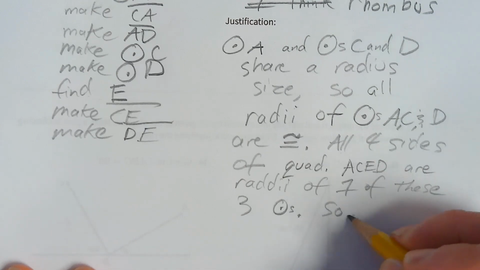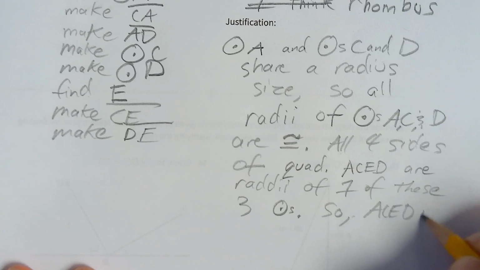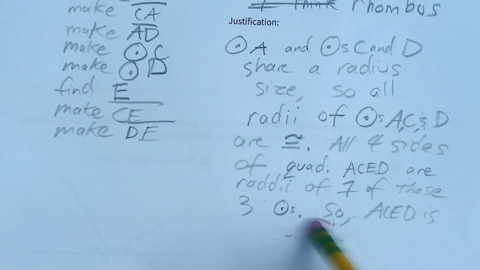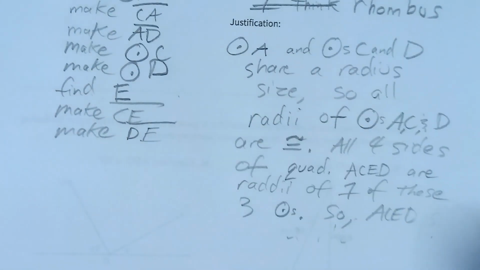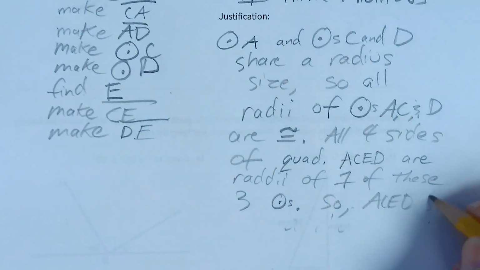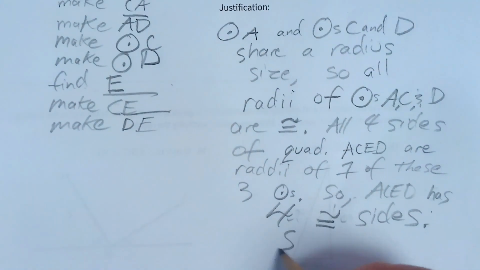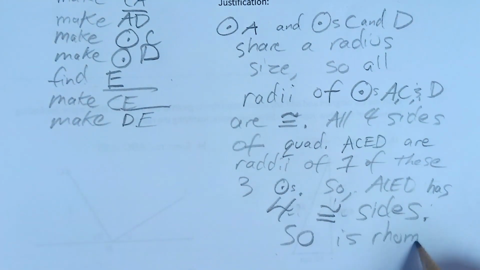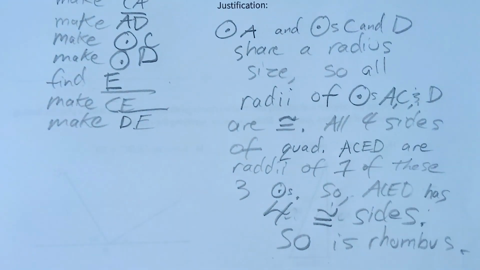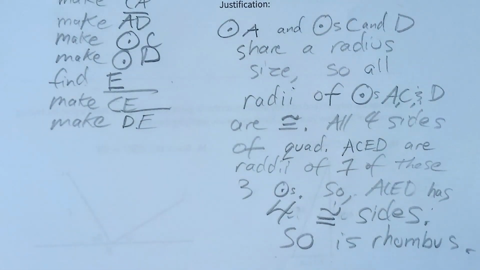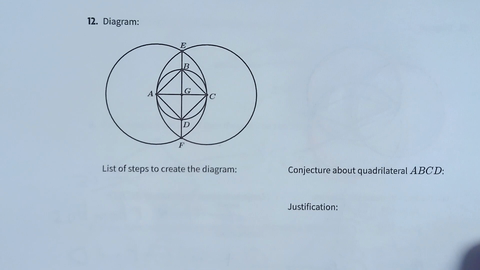So ACED is a rhombus. Well, let's add one more logical step. So ACED has 4 congruent sides. So it is a rhombus. Yeah. This would be considered an informal proof. I think it's a proof, but it's just kind of thrown together. It's almost a rough draft of a proof.